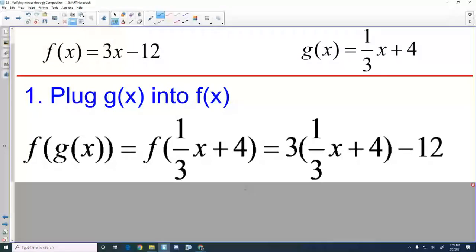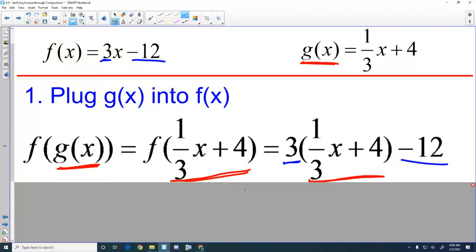So f of g of x, again, this is just me taking longer to show you each of those steps. So here's g of x, right? Here's g of x. It's inside of the f of x function, right? So this is the g of x function, the 1/3 x plus 4. And I'm plugging this function into the f of x function in place of the x. So look, there's the 3, there's the minus 12 from the f of x function. The only difference is that function, that g function, is substituting in place of the x.